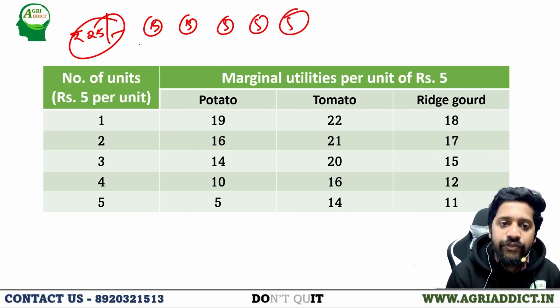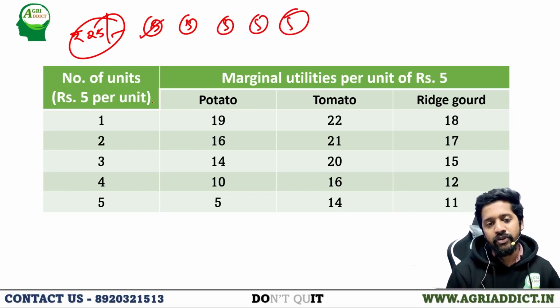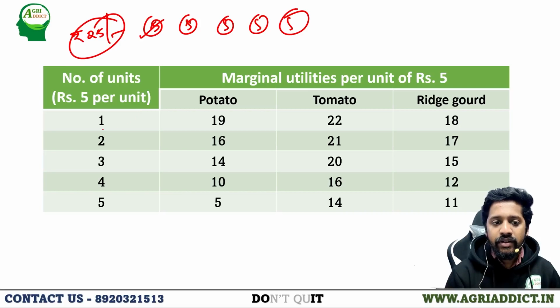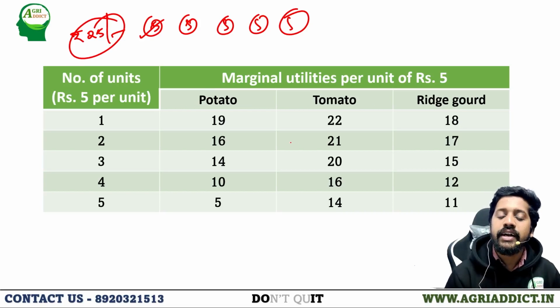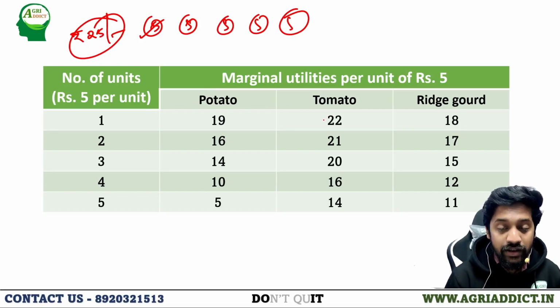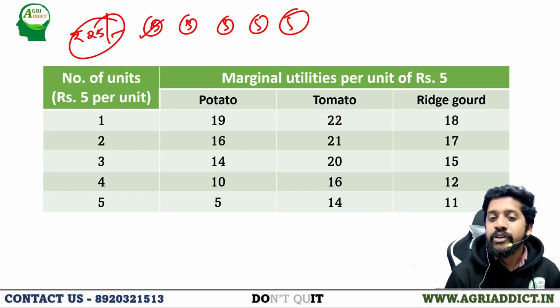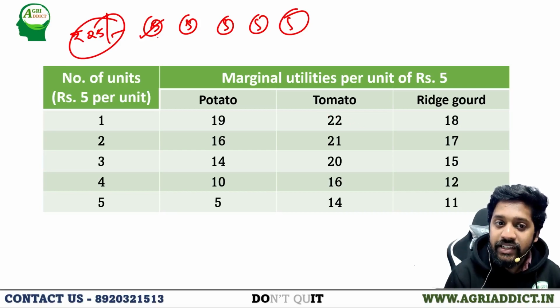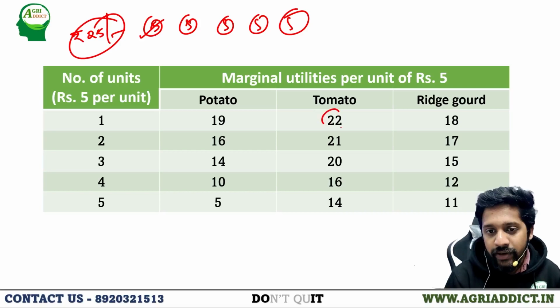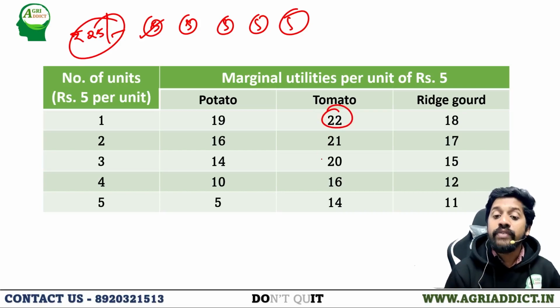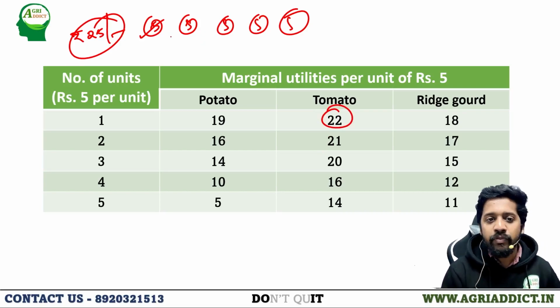So the first unit, or the first 5 rupee note, where should I invest? While I am consuming the first commodity, either potato, tomato or ridge gourd, the highest utility I am deriving is from tomato. So I am investing this first 5 rupee note in tomato. So the first rupee is spent already.